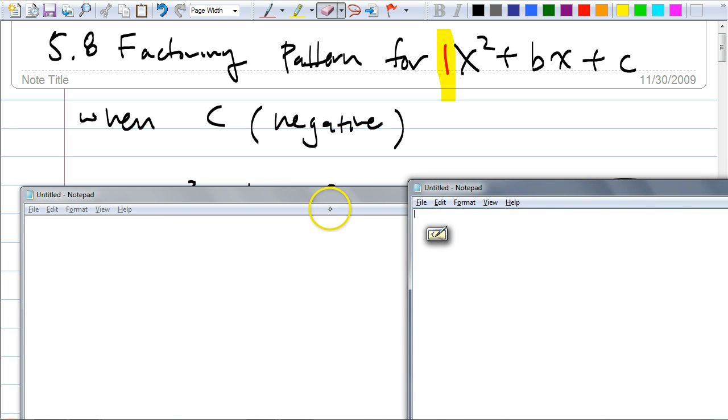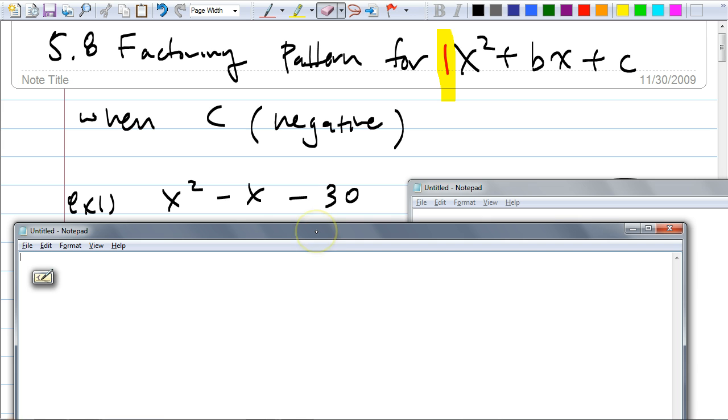Okay, so good. Keep that in mind. Okay, so example 1. Notice this example 1, x squared minus x minus 30 is the example. Notice the last constant term is negative.